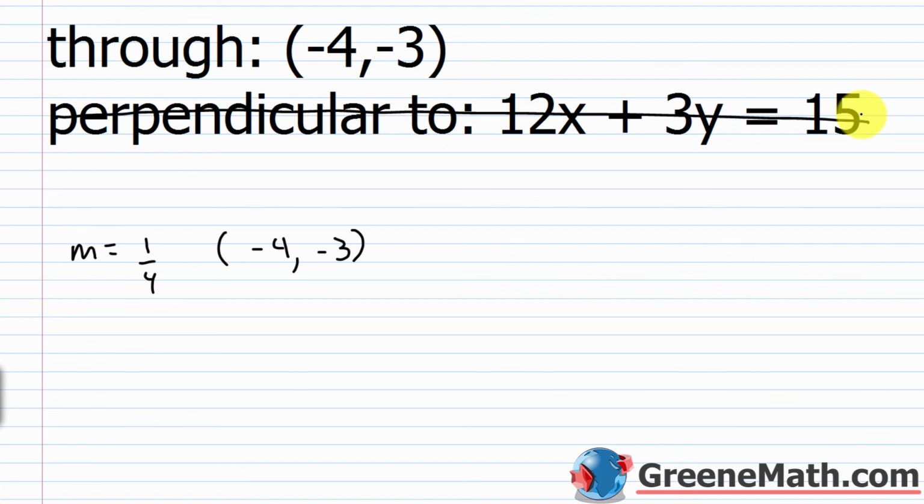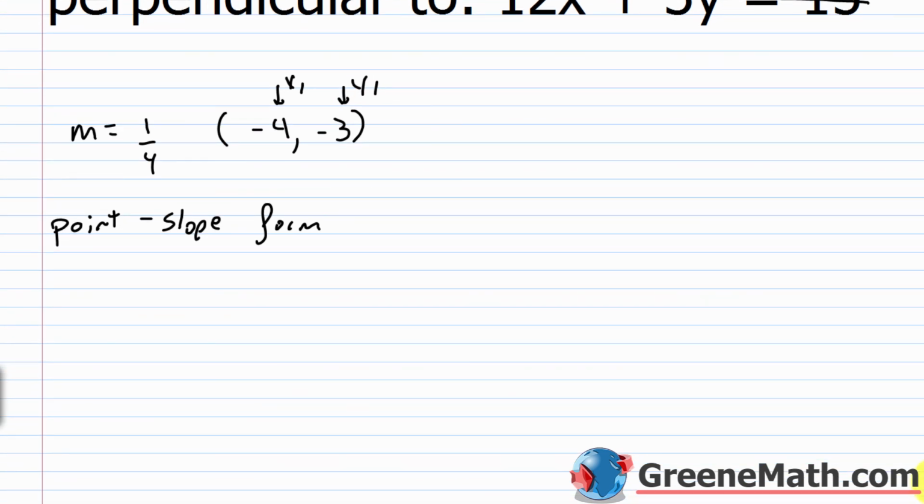Now, I'm going to use my point slope form. Again, this is my x sub 1. This is my y sub 1. And for point slope form, again, it's y minus y sub 1 equals m times the quantity x minus x sub 1. Now I'm going to plug in a negative 3 right here. I'm going to plug in a negative 4 right here.